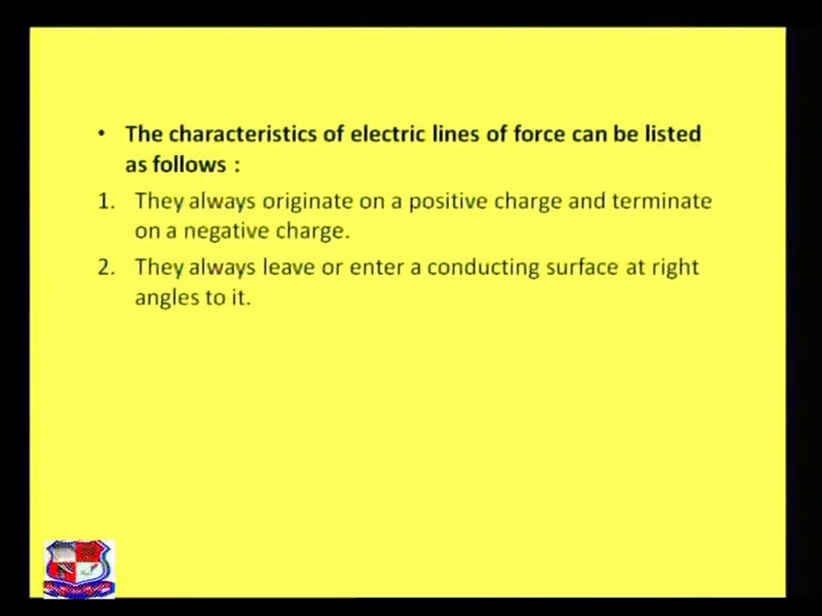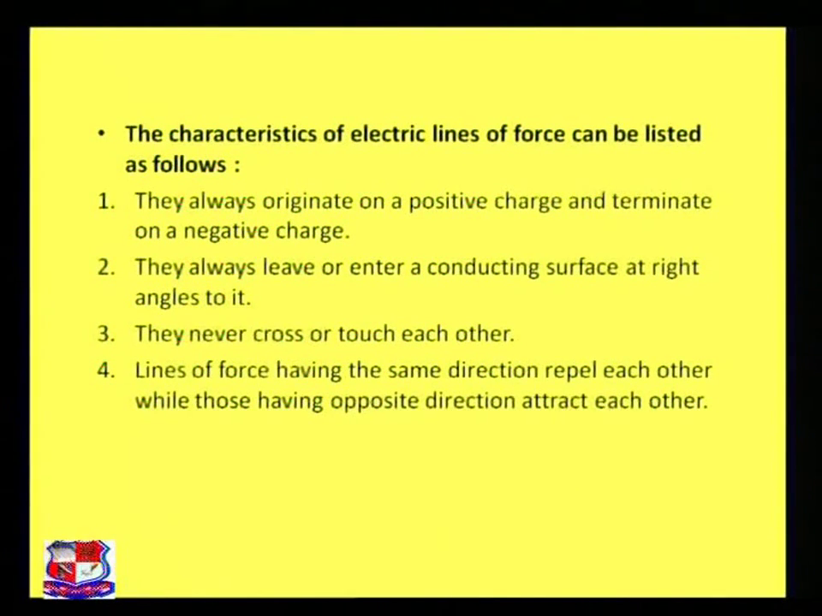The second characteristic of electric lines of force is that they always leave or enter a conducting surface at right angles to it. It means that it will make a 90 degree angle if it is leaving a charge or entering a charge. The third characteristic is that they never cross or touch each other. And the fourth characteristic is that lines of force having the same direction repel each other, while those having opposite direction attract each other. So these are the four characteristics of electric lines of force.